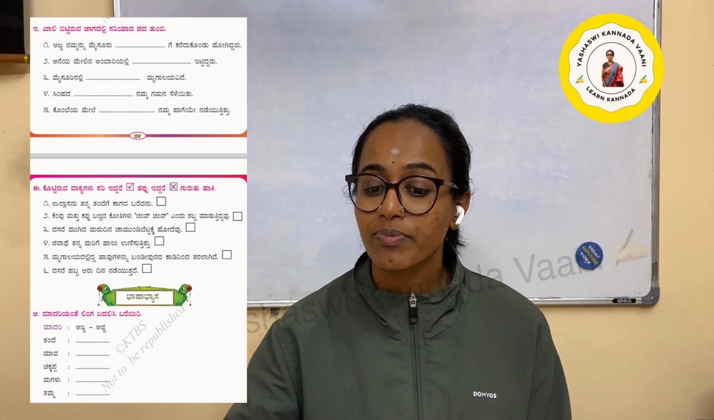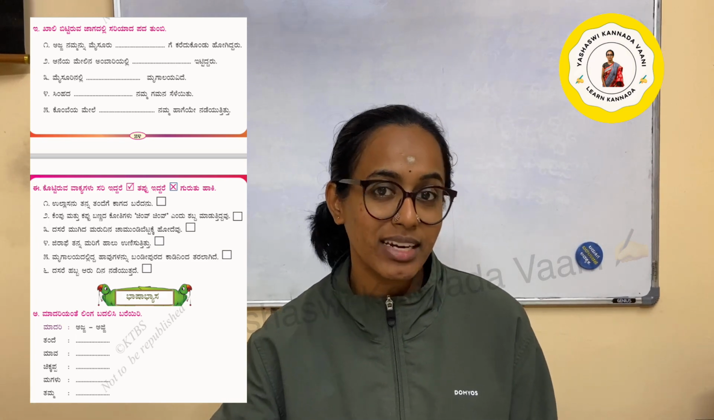Magalu is a daughter. Tamma is a younger brother. Write it down. Younger sister.